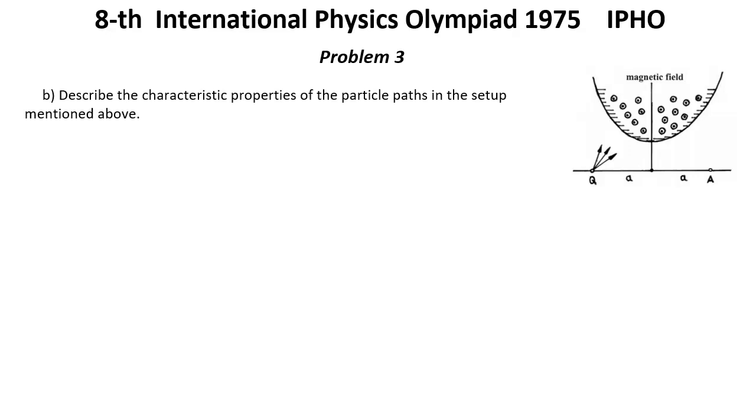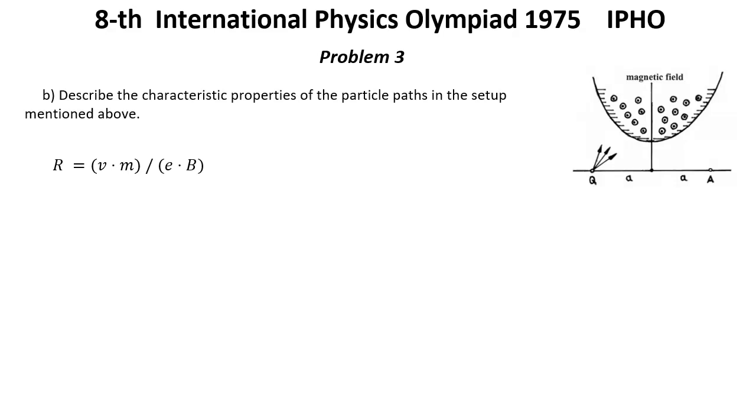Question B. Describe the characteristic properties of the particle path in the setup mentioned above. Solution. Ions of mass m travel on circular paths of radius R equals this expression, vm over eB, inside the magnetic field. Leaving the magnetic field, they fly in a straight line along the last tangent.